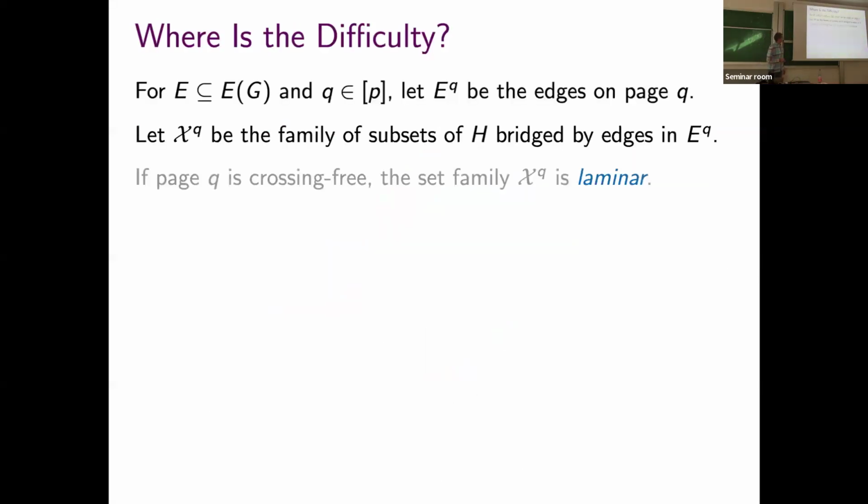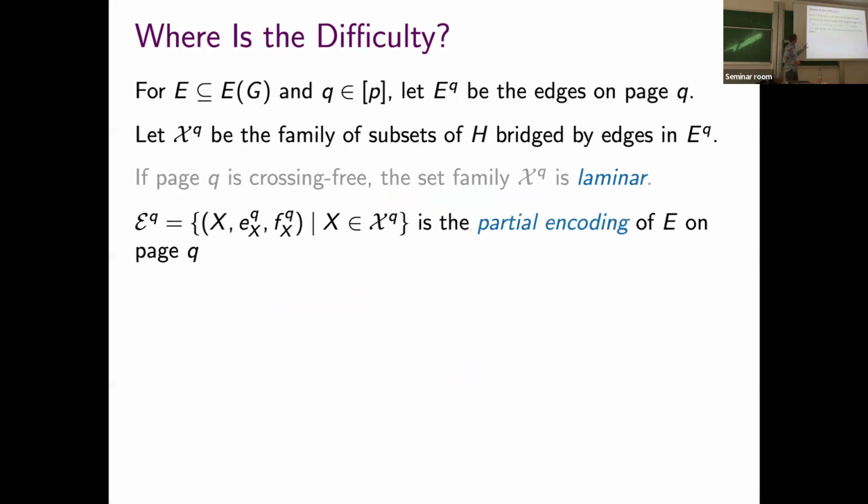Okay, a side note: these set families are all laminar. So you cannot have two sets inside that overlap. They are either contained in each other or disjoint, but no overlap.